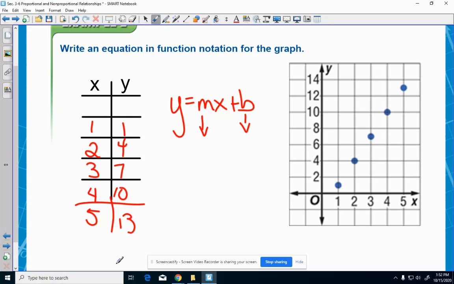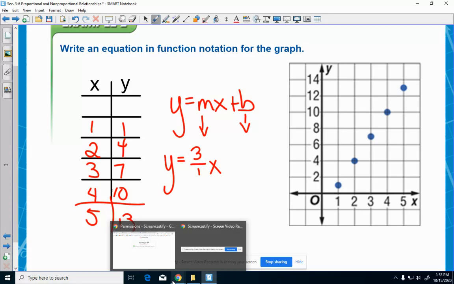3 over 2? What's this change right here? 3. What's this change? 1. So maybe 3 over 1? Be careful. These are counting by 2s. So you got to be careful there. So I think our slope is 3 over 1 or 3.